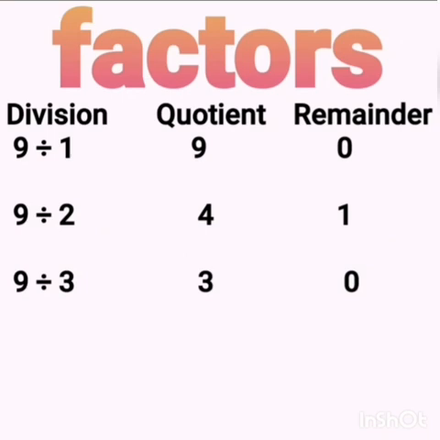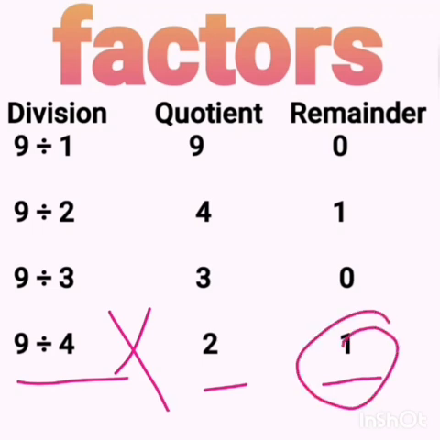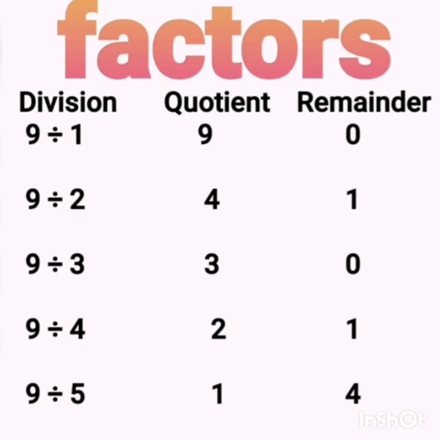So 9 divided by 3 gives quotient 3 and remainder 0, because 3 into 3 is 9. So 3 is a factor of 9, right? Now 9 divided by 4 gives quotient 2 and remainder 1, right? So it means 4 is not a factor of 9 because remainder is 1. Then 9 divided by 5 gives me quotient 1 and remainder 4. So a non-zero remainder means 5 is not a factor of 9.